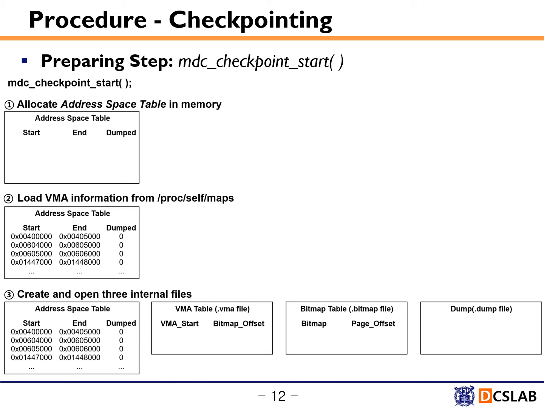And finally, it creates 3 files for internal use. Dump file is used for physical memory dump. VMA file contains the information about the dumped VMAs, while bitmap file stores the bitmaps that indicate which pages in the VMA are written to the dump file. After all these are done, the preparing step is completed.